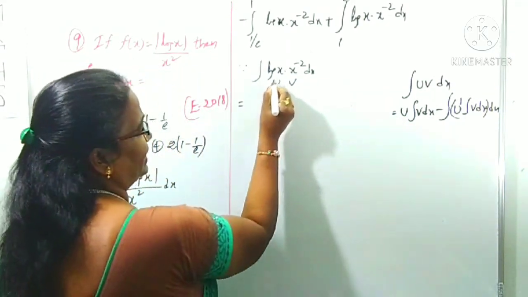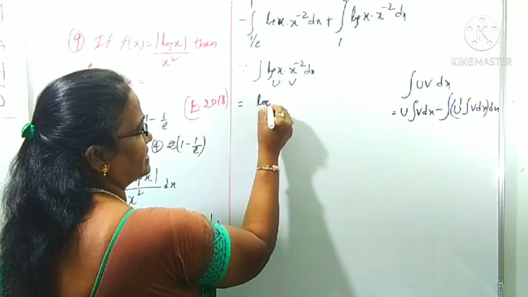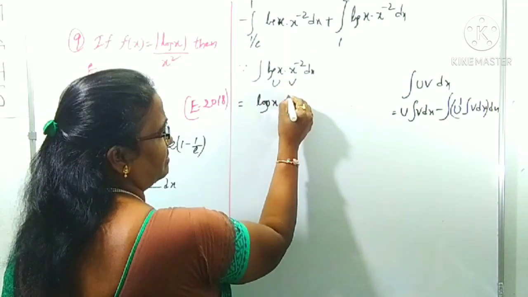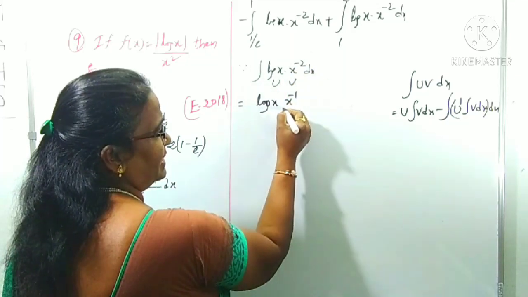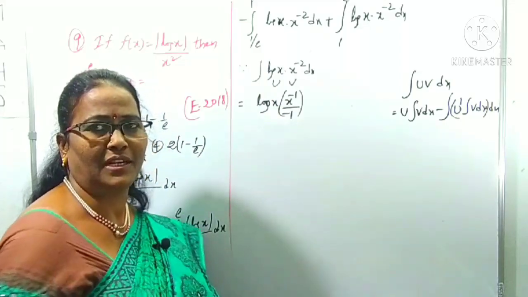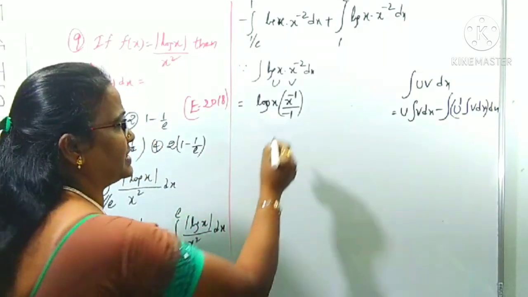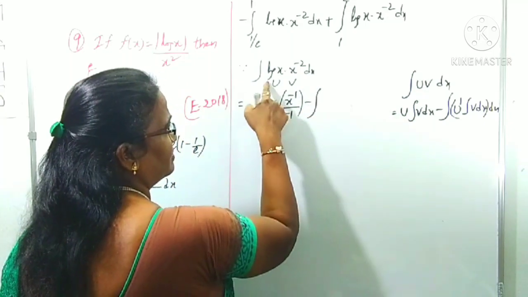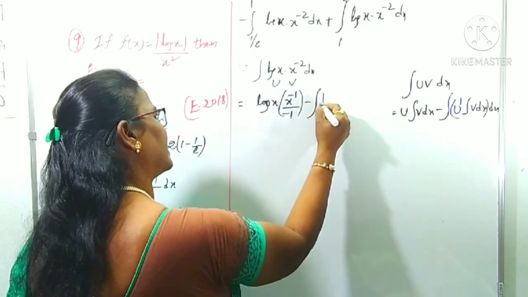Log x is u, and x power minus 2 is v. The integral of x power minus 2 is x power minus 2 plus 1, that means x power minus 1 by minus 1. You know x power n integral is x power n plus 1 by n plus 1. That is what I am using here. u into integral v minus whole integral of u dash, where log x derivative is 1 by x.